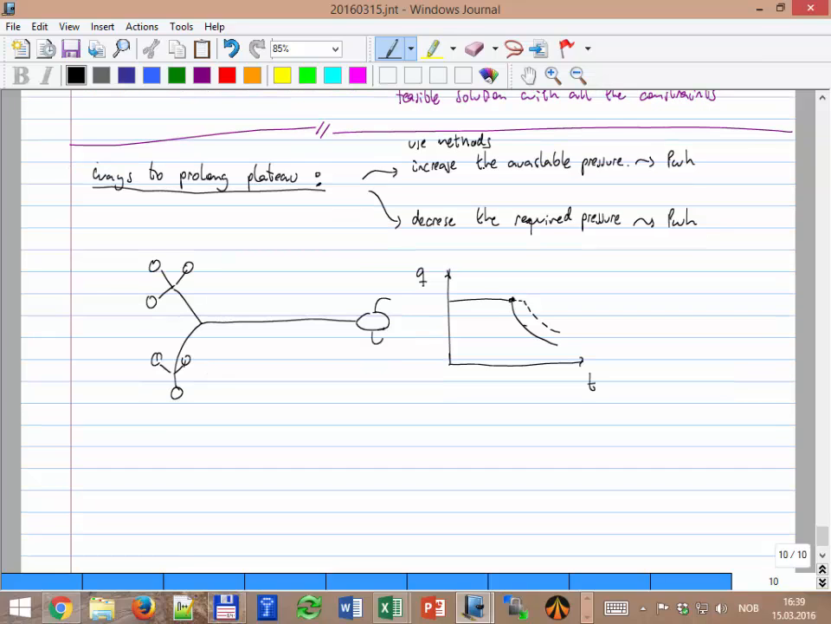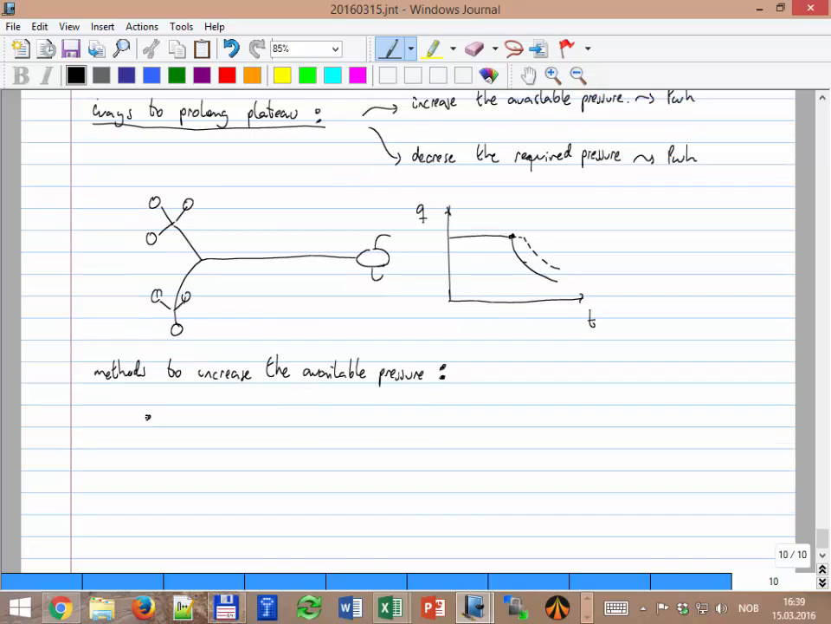So what would be methods to increase the available pressure? Let's go step by step. Let's go first to the formation, then we go to the tubing, and then we go to the rest of the system. So the first method there in the reservoir is to use pressure support. That means I want to maintain the pressure in the reservoir. And what methods do I have there? All the reservoir experts? Injection of water.